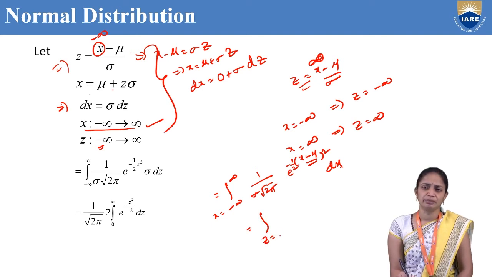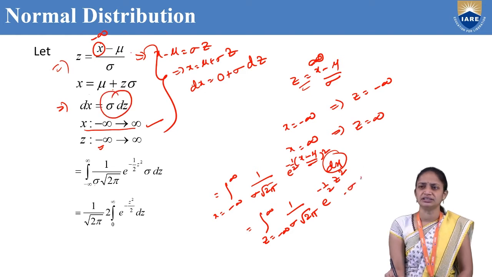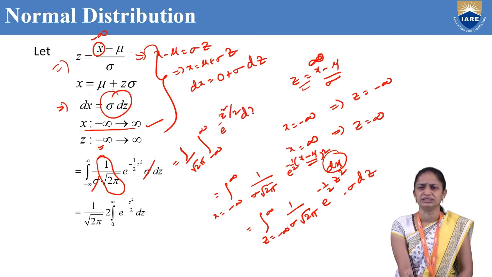So z is from minus infinity to infinity, 1 by sigma root 2 pi e power minus 1 by 2 z square, and dx is sigma dz. Sigma gets cancelled. If I keep 1 by root 2 pi outside, then our next step is 1 by root 2 pi integration over minus infinity to infinity e power minus z square by 2 into dz. Okay, after simplification of this one.